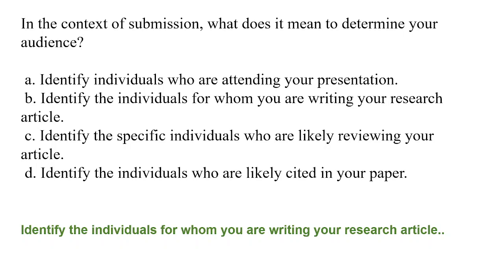So in the context of submission, if I'm submitting my article, I need to determine the audience. I need to determine who all my audience is. First, the people who are reviewing for a journal, deciding if my paper fits the journal scope or not. Second, if my paper gets published, the people who will be reading my paper.